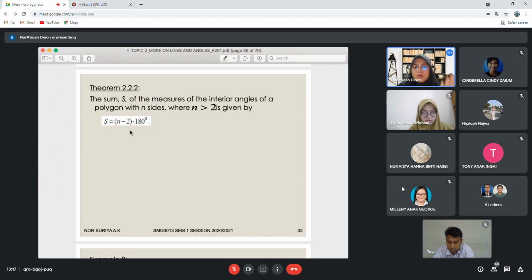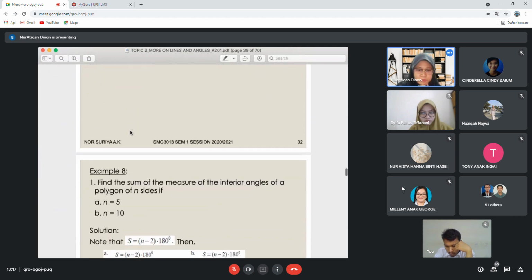So it's the same as the knowledge that we learned before. It's always equal to 180, regardless of what kind of triangle, whether it is with the same length or different length.